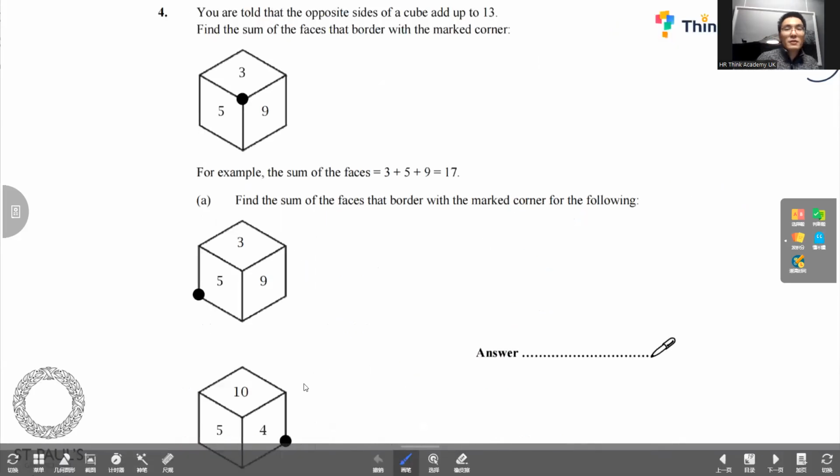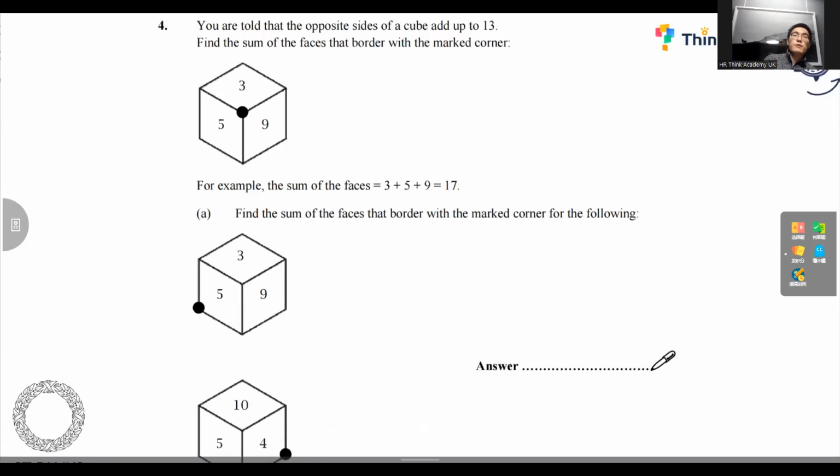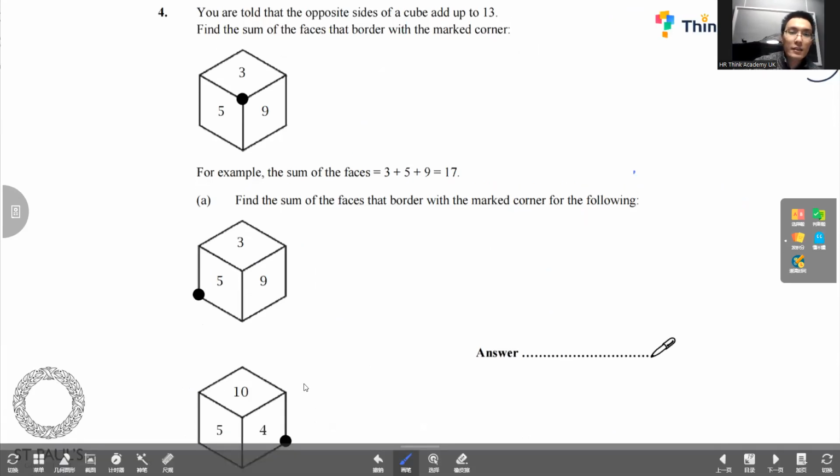So we are told that opposite faces of a cube add up to 15. Find the sum of the faces that border with the marked corner. So this is a 3D diagram, everyone. This is not a hexagon. This is when we are looking at one corner of a cube. For example, the sum of the faces over here is 3 plus 5 plus 9, which is 17.